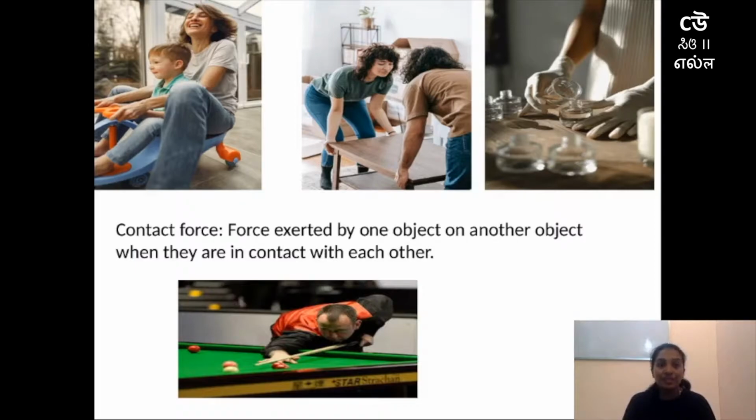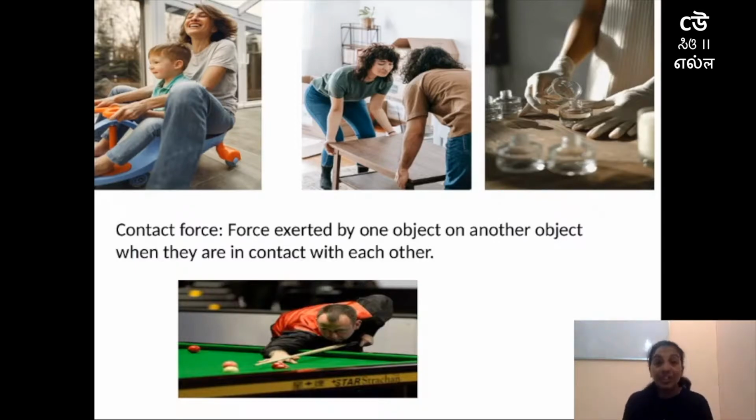In the first picture we have a mother and son who are playing with a car. They are pushing the car, they are enjoying their ride. When they are pushing the car, their hands are in contact with the car, and they are doing some action which is changing state of motion. That means they are exerting force, and here the force is exerted when the objects are in contact with each other.